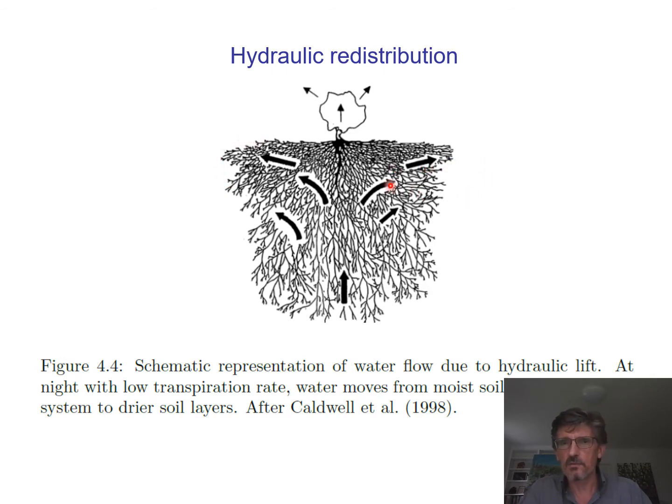And at night, they replenish here, they wet this part of the soil where there are more nutrients. So the next day, when the transpiration stream starts again, they can also take up these nutrients into the plant. Now, this creates all sorts of dynamics, because this water becomes available also for soil microbes, for other plants, and so on.